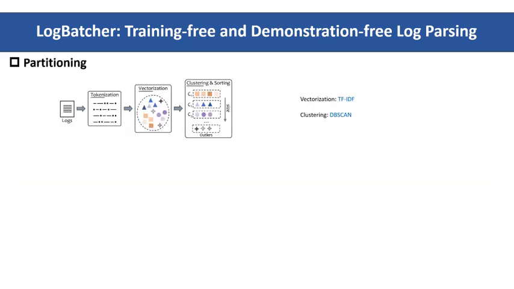The first component of LogBatcher is partitioning, which is crucial for the subsequent in-context learning process, as it allows large language models to learn the commonalities within log data and associate them with the log parsing task. For every incoming log, we first tokenize and clean it, then we employ TF-IDF for vectorization and DBSCAN for clustering.